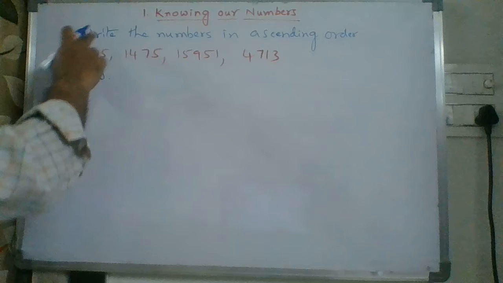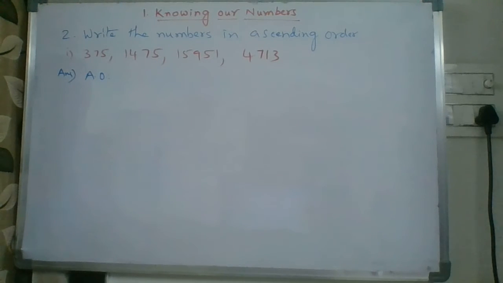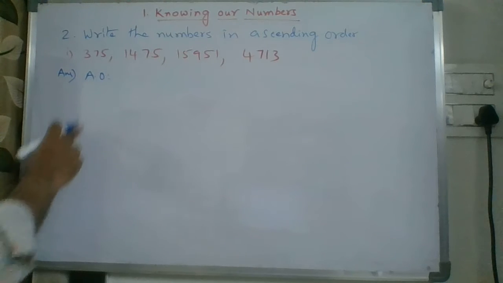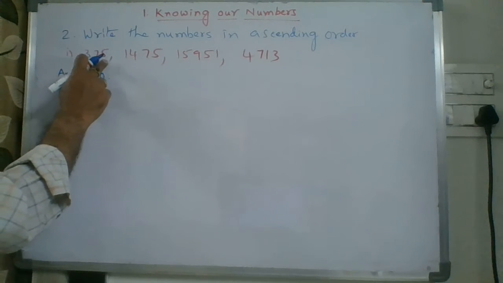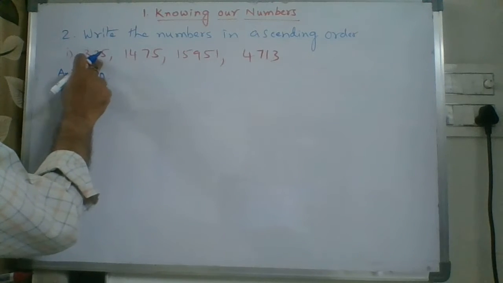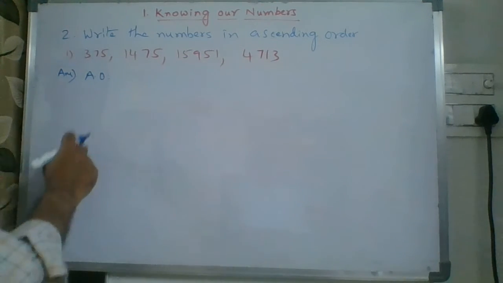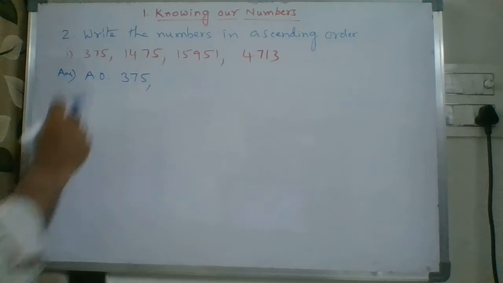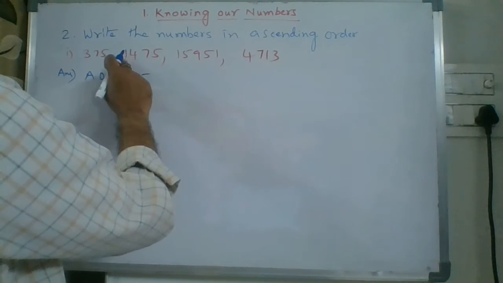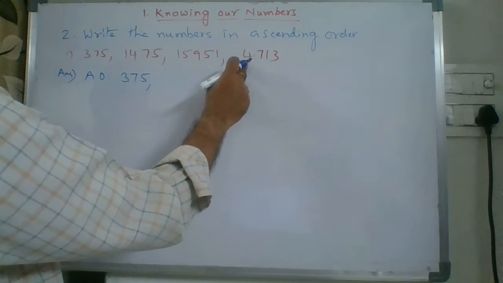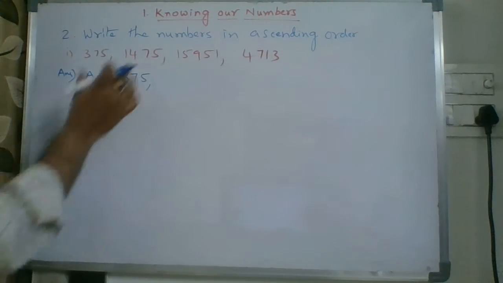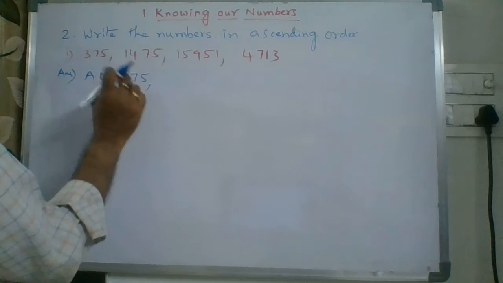Now the next question is to write the numbers in ascending order. Ascending order means writing from the smaller number to the greatest number. So among these four numbers, the smallest one is to be written first. Now see here, one of them has 3 digits and all the remaining have 4 digits. So first we write 375 as the smallest of the given four numbers. Now comparing these three numbers, in the thousands place it is 1, 1 and 4 here. Therefore, these two are smaller than 4713. So we have to compare these two numbers again.